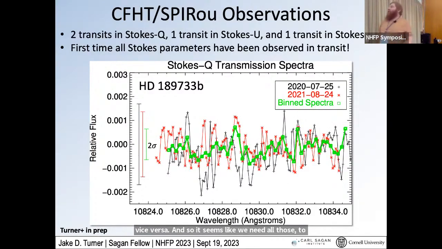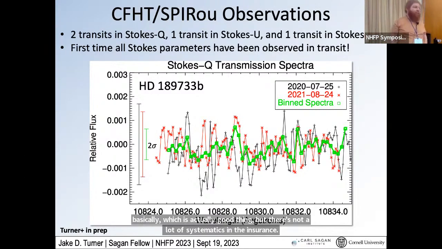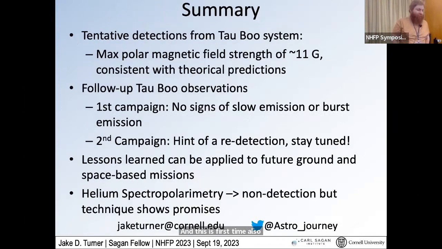So we've observed this inflated hot Jupiter HAT-P-11b in all Stokes parameters. Okay, my time is up. We observed two transits in Stokes Q, one in Stokes U, and one in Stokes V. We see nothing, just random noise, basically, which is actually a good thing because there's not a lot of systematics in the instruments. This is the first time all Stokes parameters have been observed in transit. So thank you very much.